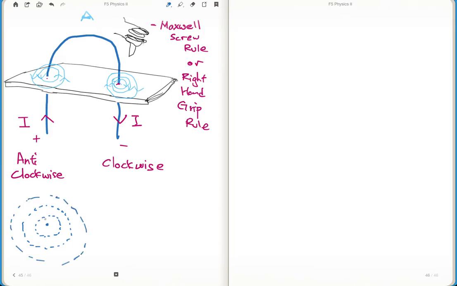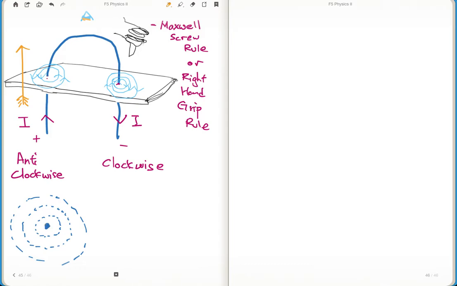Okay, the left. So what you get is a dot. Why is it a dot? Because you take the analogy of an arrow. When an arrow shoots up towards your eye, what do you see? You see a dot. That's why in your diagram it's a dot.